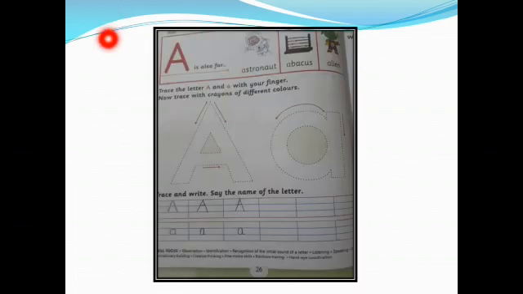Now, dear parents, from your literacy skills workbook on page number 26, they have a tracing activity. Trace letter A, that is capital A and small a, with your finger and then with different colors of crayons. First they'll trace it with their finger.